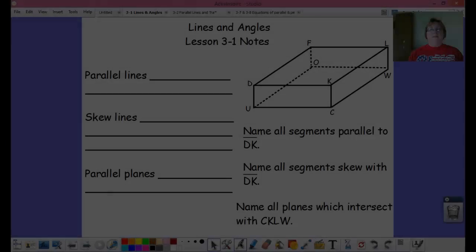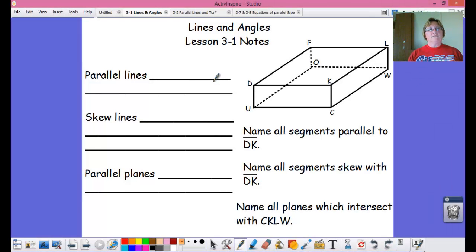and welcome to our lesson 3.1, our first lesson in a chapter about lines and angles. We're going to begin by defining some words. Some are familiar, some are new.